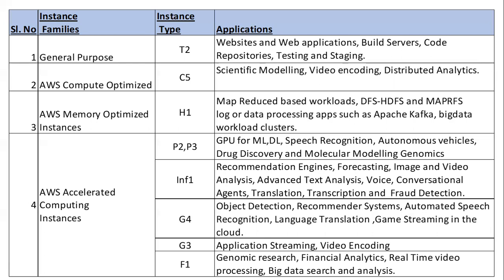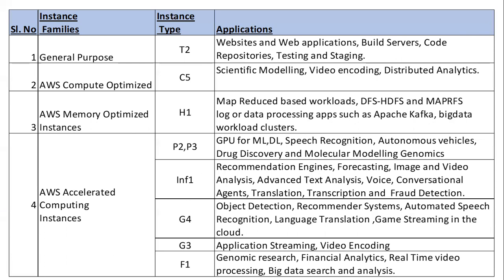Now, the fourth type is very, very interesting. If you're a machine learning exponent, you would definitely be interested in the fourth type, which is the AWS Accelerated Computing Instance. Here, when we look at the different instance types, we have the P2 and P3 instance types. These are 2 different instance types. This is mainly used if you're working on, let's say, image processing, video processing, and such things.